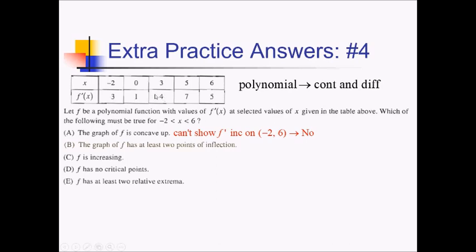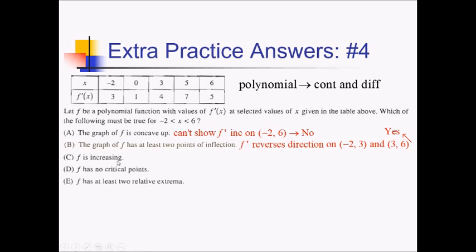here. And to get from 4 up to 7 back down to 5, you must have had another change in direction. So f prime is reversing direction on -2 to 3 and also on 3 to 6. I think that's enough evidence to say that yes, we can at least have 2 points of inflection. We might have more, but we've got at least 2. So B is looking pretty good, but let's look at the other ones.